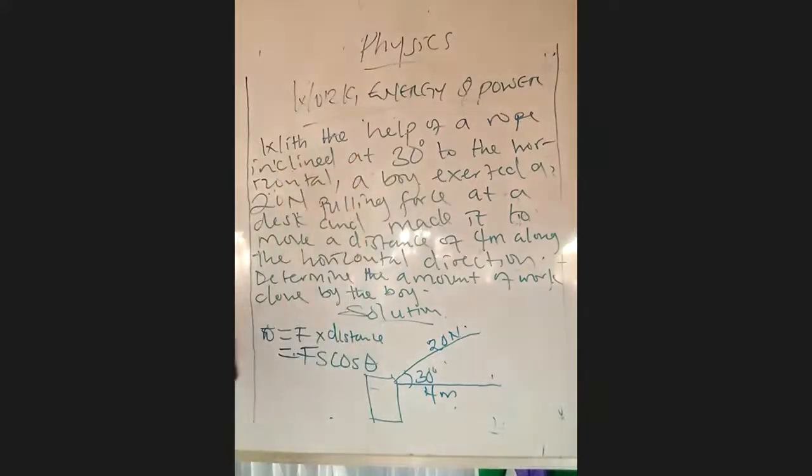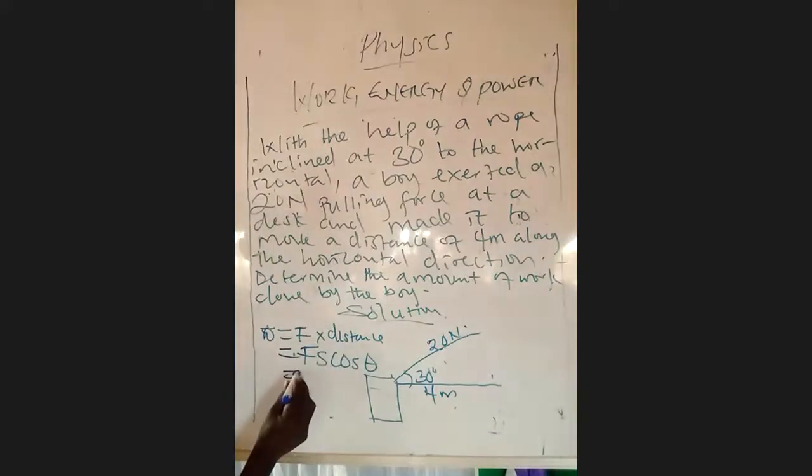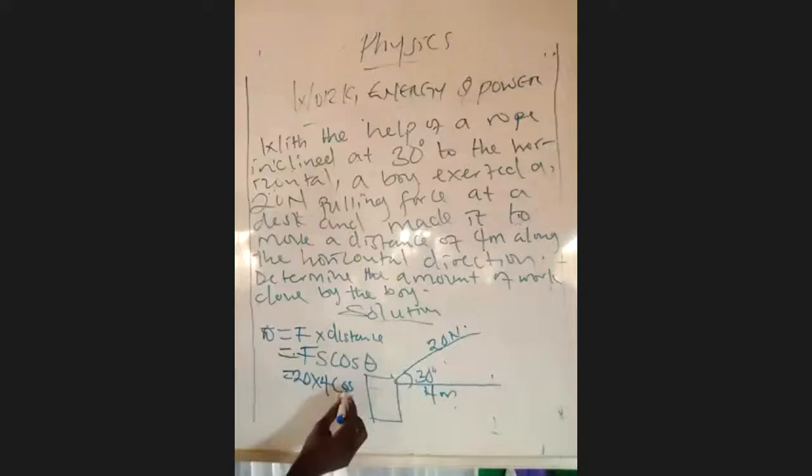So with the help of a rope inclined at 30 degrees to the horizontal, a boy has exerted a 20 Newton pulling force. Our force is 20 Newton here. The force has been given, so we don't need to deal with mass and acceleration. In as much as your force has been given in the question, this will be equal to, our force is 20 Newton, cos theta, theta is 30 degrees.